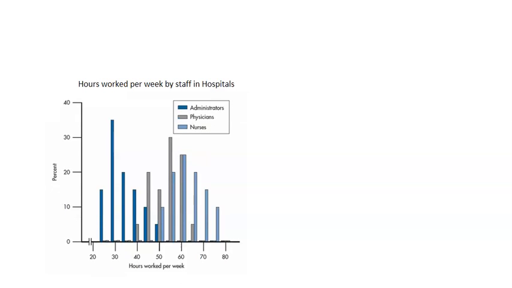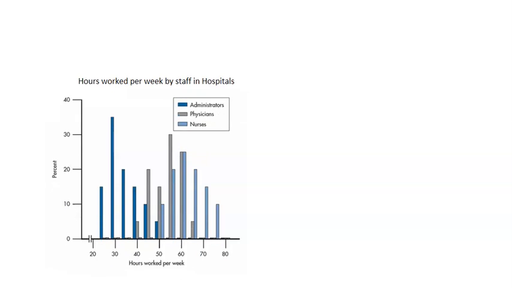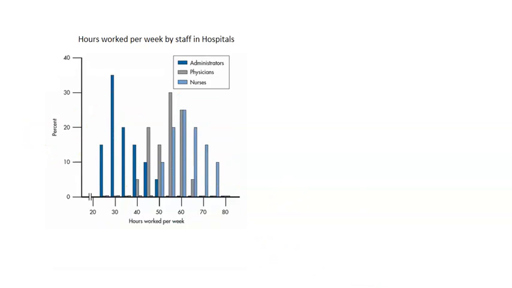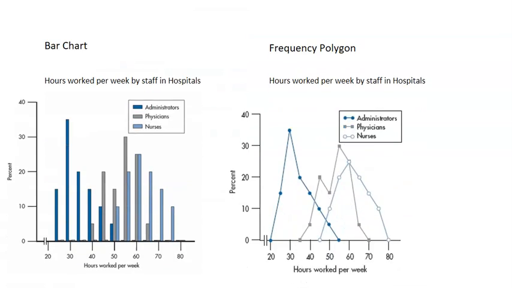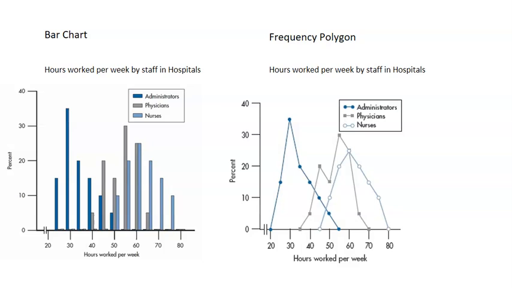Okay, so let's move down to this example. We have got the hours worked per week by staff in hospitals. This is actually the same example as the frequency polygon that I showed you above. This one, though, you can see is the bar chart version. So it looks very, very different. You can clearly see administrators are here working fewer hours. You've got the physicians in the middle and the nurses at the end. Okay, so you can see those peaks slightly differently. And I just wanted to show you those two graphs side by side to be able to compare.